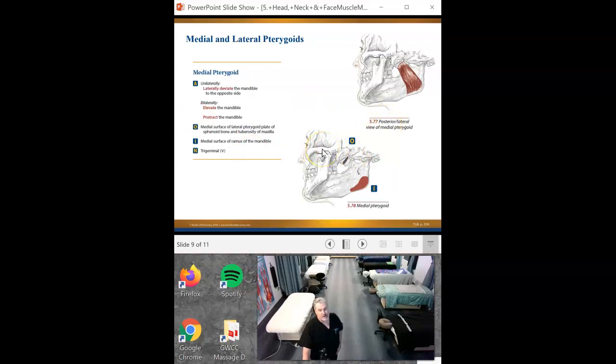You probably will not massage medial pterygoids. The medial pterygoid elevates and protracts the jaw, and it's actually inside your mouth. You can put on rubber gloves and, with a client's permission, go inside their mouth. I've had it done to me before. It makes you cough, yes, and it's very invasive. Make sure you have permission. But you could do it.